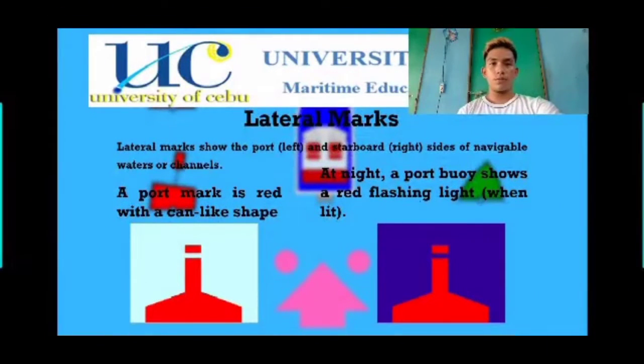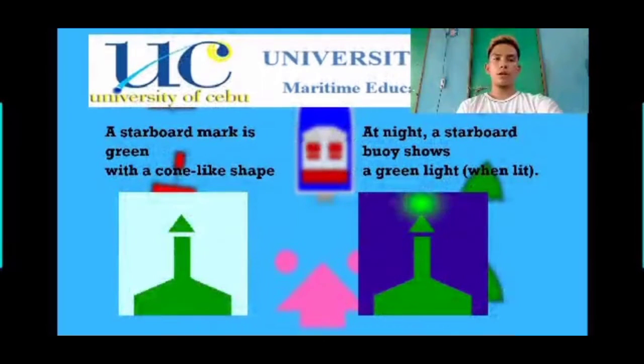I will discuss 2 parts of the system, the lateral and the cardinal, and the rest we are going to discuss with my group mates. Lateral marks show the port and the starboard sides of the navigation waters or channel. The port mark, or the left, is red with a can-like shape, and at night a port buoy shows a red flashing light. On the starboard, or the right side, the mark is green with a cone-like shape, and at night a starboard buoy shows a green light.